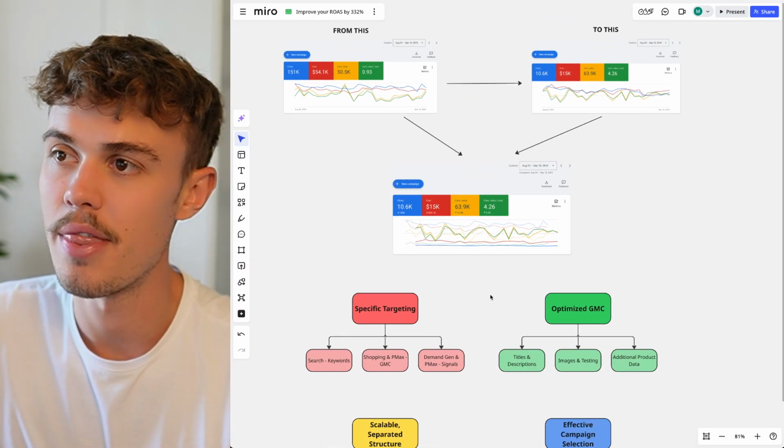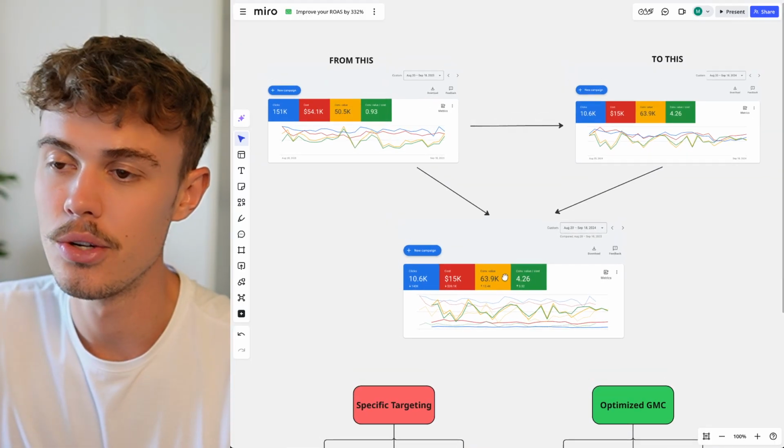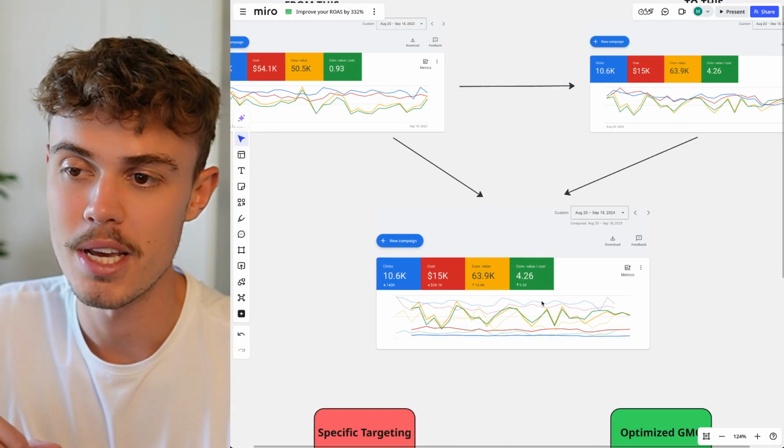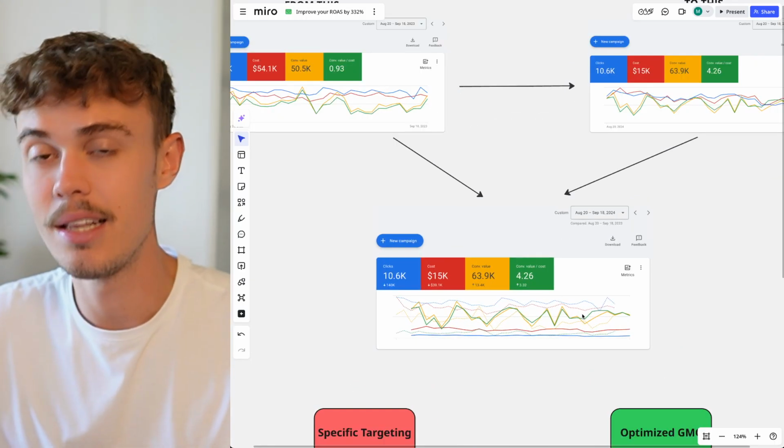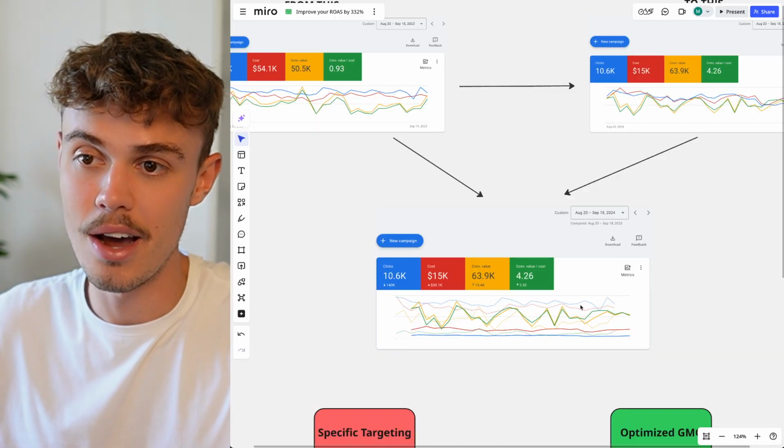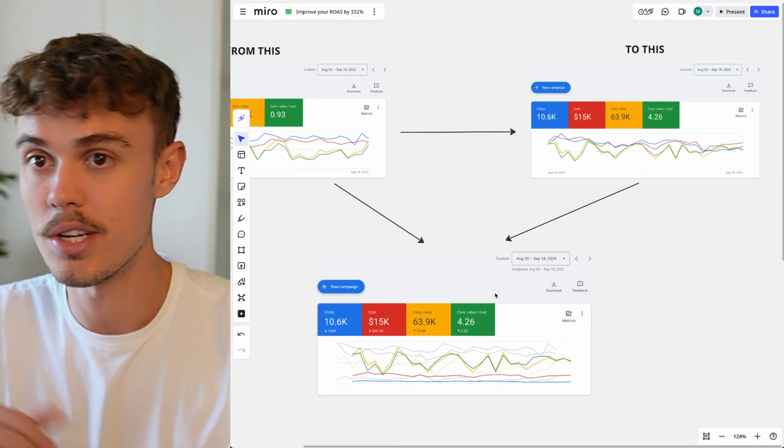All of these changes that we deployed in this account led to this account getting a 332% increase in ROAS. So clearly these strategies work. Clearly they are not outdated either because these are pretty recent examples.